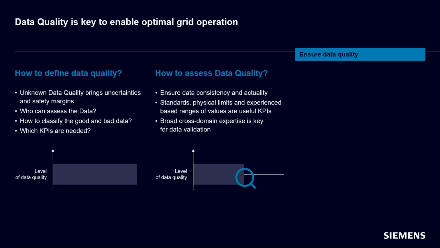If you start with a power grid model where you have an uncertain level of data quality, and you now do some data consistency checks or validation checks, for example, based on standards, based on physical limits, or some of your experience-based ranges of values, you can then derive a more specific level of data quality. And in the end, you maybe don't need such high safety factors for calculation or for the dimensioning of your assets.